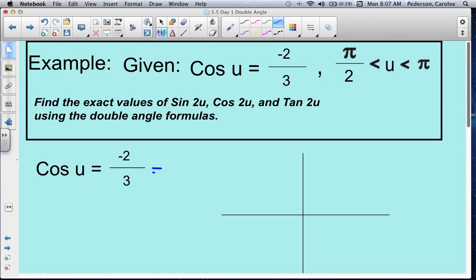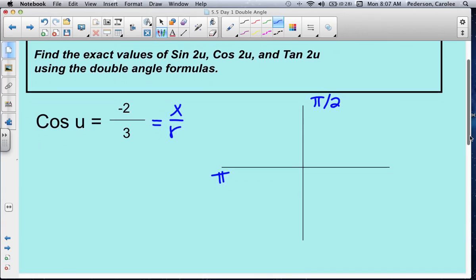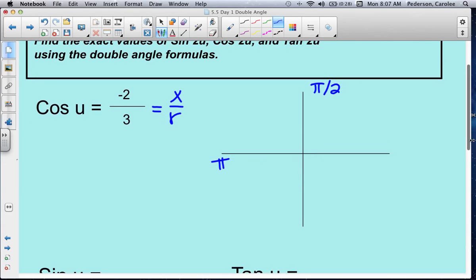Remember, the cosine is found by taking x over r. So we want to draw a picture. Here is pi over 2, here is pi, and we have circular trig. So we're going to construct a right triangle. Here would be our radius, and then we're going to drop down that right triangle. This is the distance for x, and then this is the distance for y. Well, from our given trig function, we know that x is negative 2, and that r is 3.